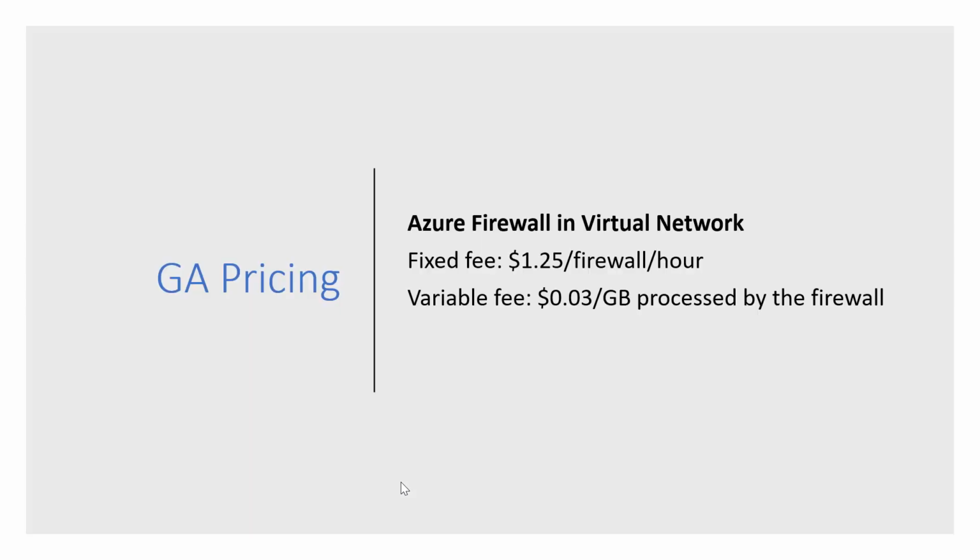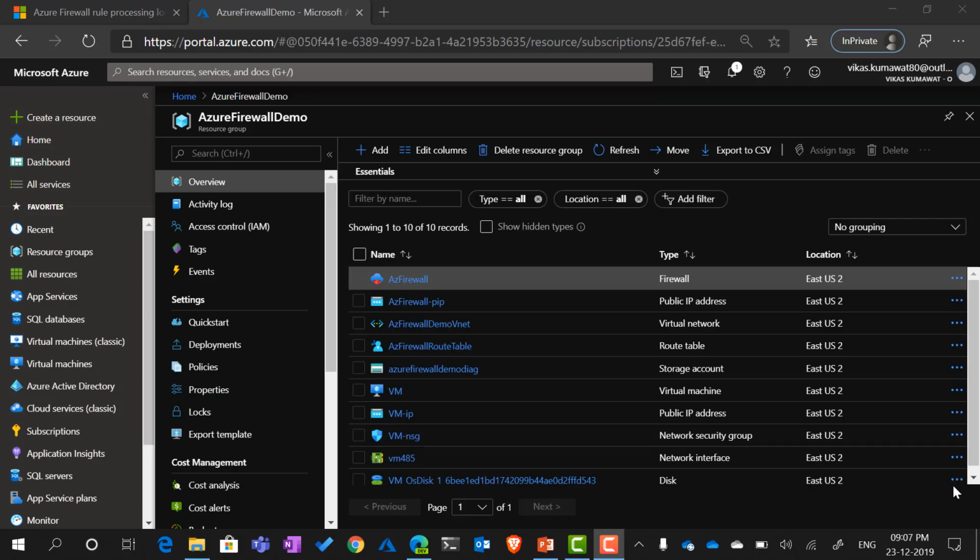Let's talk about pricing, how the pricing of Azure Firewall works. There are two types of pricing for Azure Firewall. First is the fixed pricing, so you'll pay $1.5 per hour per firewall instance, and then you pay a per-GB processing fee as well. Now let's jump into the Azure portal and see this in action.